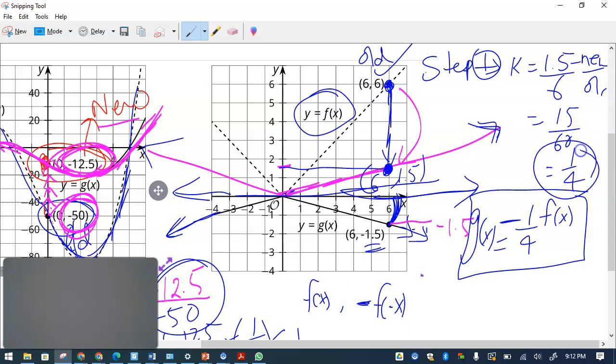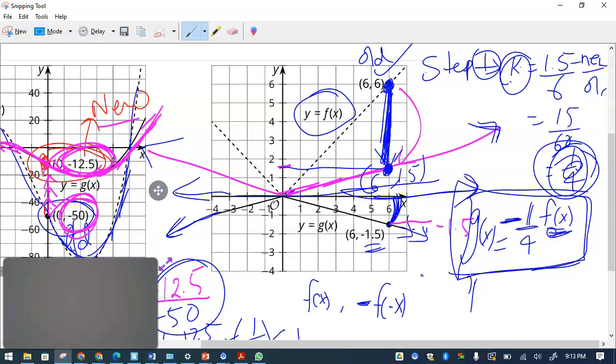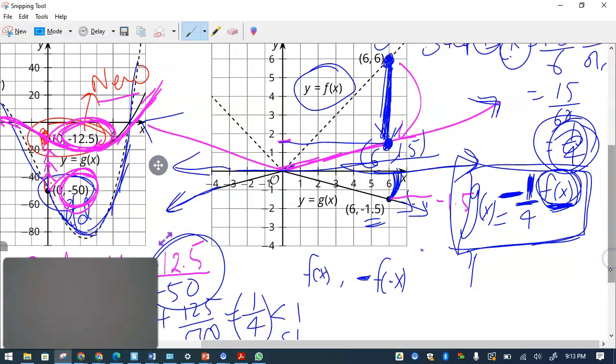The scale factor here is only to shrink, but then you also have to reflect. So you first shrink by a scale factor of 1/4, and then you reflect over the x-axis. So your g of x is minus 1/4 of f of x. Whatever that f of x is, you have a vertical compression by a scale factor of 1/4, and then this minus means you reflect. Hope it helps. Let's go to the next question.